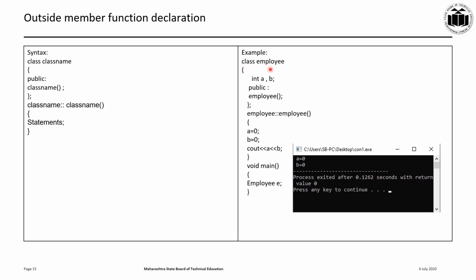For example, class employee, int a, b; public: employee() with open and close brackets and a semicolon. At the time of the outside member function declaration, class name employee, scope resolution operator, then class name employee(), and I have just initialized the values to 0 and displayed the values. In void main, employee e; there is no need to give the brackets, only employee e, and it will automatically call this constructor. Execution goes here, from here it is outside, so it comes here, reads the value a as 0, b as 0, and prints that a and b are equal to 0.